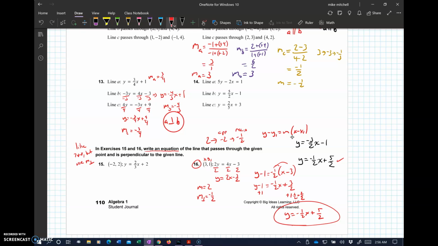I'd let you guys solve the easier one for 15. Writing equations, big deal. Pay attention to this. Get those slopes right.